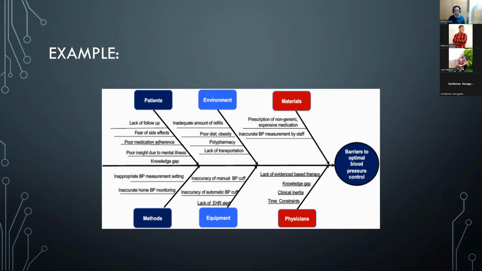Okay, method unaangalia ni inappropriate BP measuring setting, kwamba labda ule upimaji wa hiyo BP is not the right way, ndio inaccurate home BP monitoring, maana kwamba alipokuwa nyumbani wakati anameasure hapimi katika accuracy ambayo inatakiwa, labda inatakiwa apime mara 3 kwa siku, anapima mara 1 au 2. Okay, hii ni example tu, sawa.